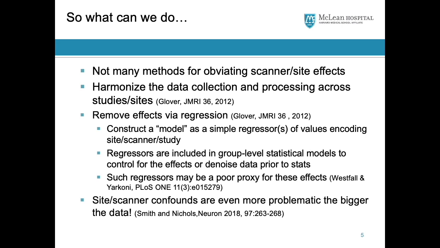So with much larger sample sizes, there's not only more sensitivity to real effects of interest, but unfortunately, there's also a greater sensitivity to confounding effects. So we really have to be careful with this issue when we're trying to combine data to create really large neuroimaging data sets for our analyses.